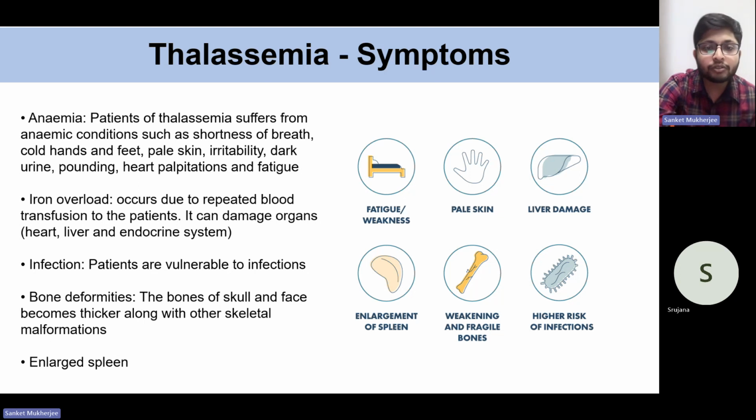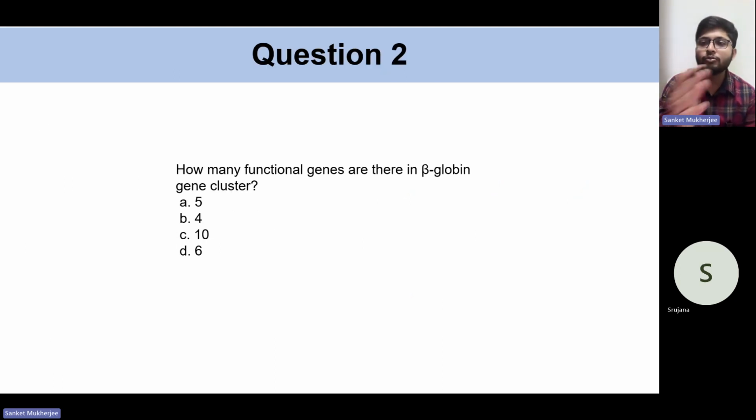Now talking about question number 2. So to combat these issues, especially the iron overload, gene therapy is used to prevent that. So question number 2 is, how many functional genes are there in the beta globin gene cluster? Is it A, 5, B, 4, C, 10, or D, 6? I'll be giving you a minute to think about it and then we'll discuss.